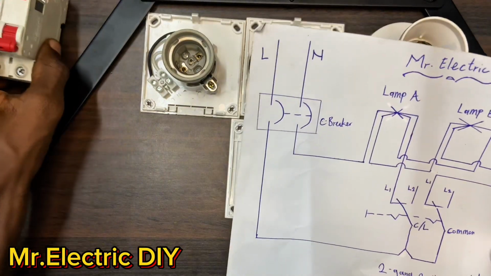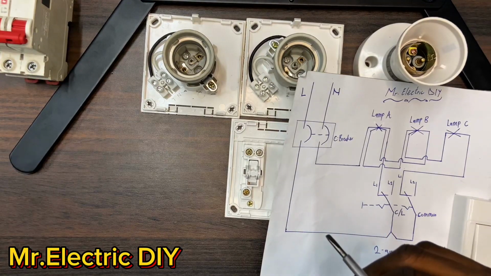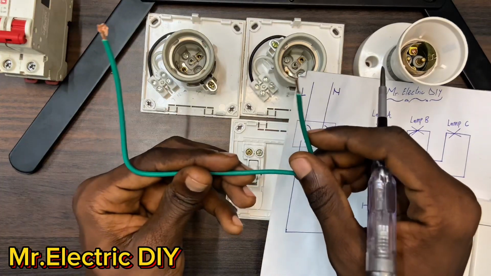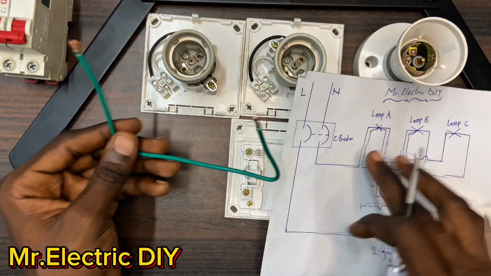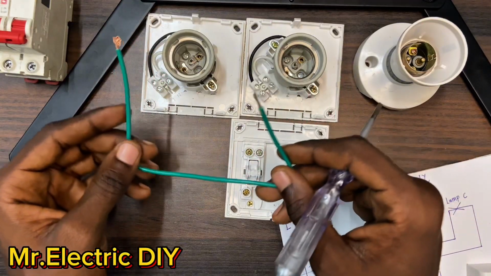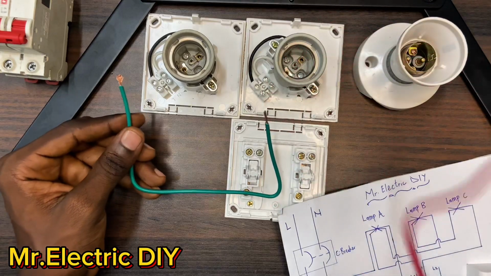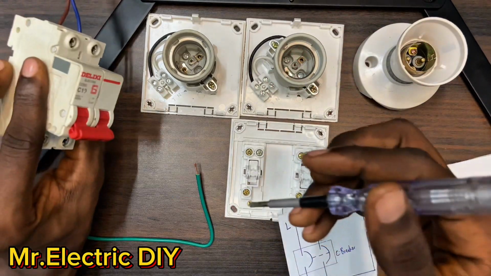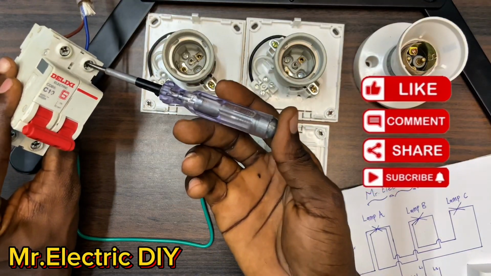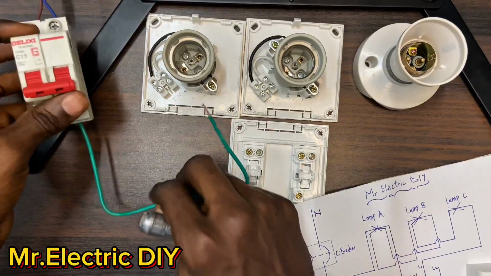So guys, as I said, let's get started with the wiring. And as I said, in order for a 220 volts load to work, there must be live and neutral. So I'm going to connect the neutral to the lamp holders first, and we proceed with the other things. This green cable is going to serve as my neutral and the red cable as my live. This is the circuit breaker. We have the live at this side and the neutral at this side. So I'll connect the neutral from this side.